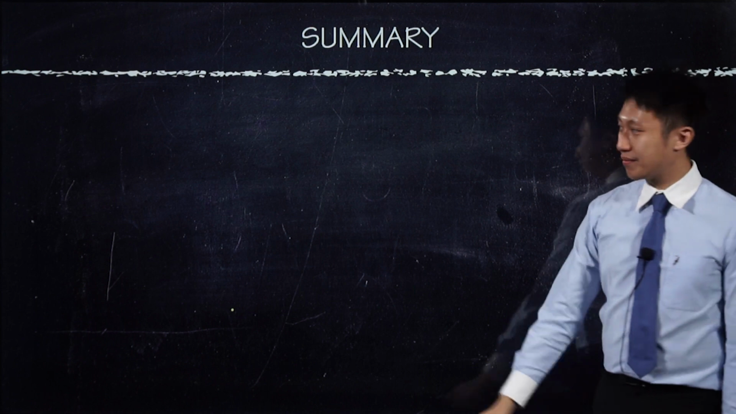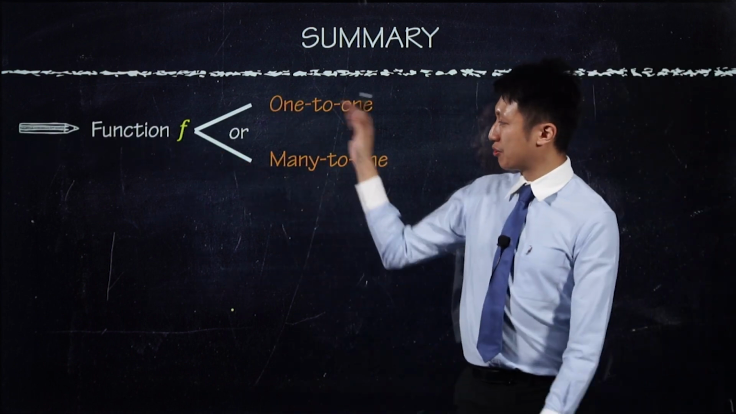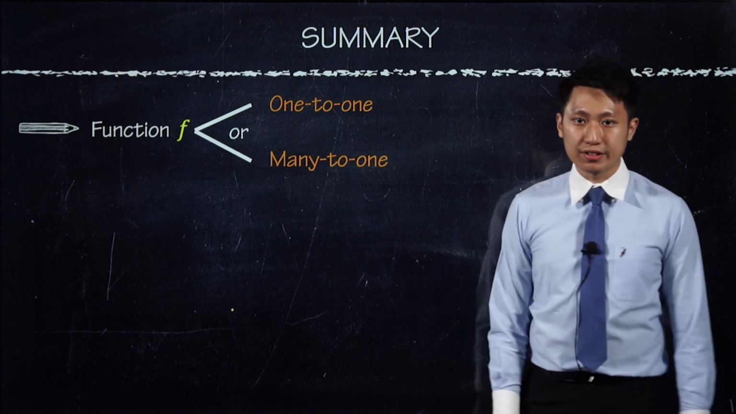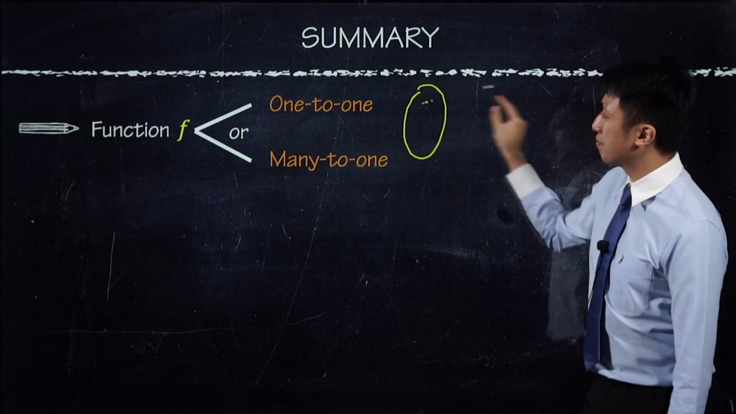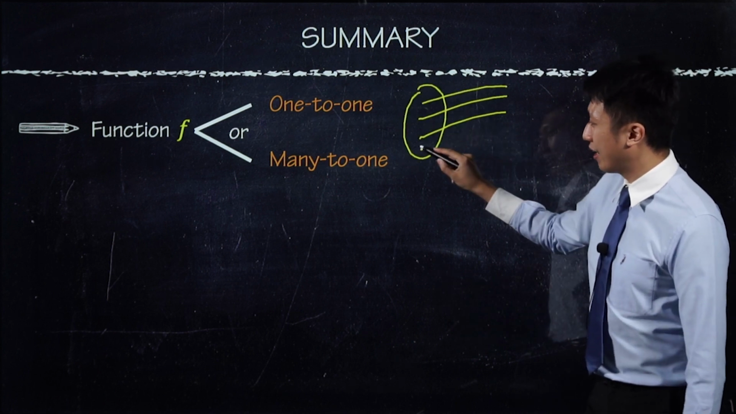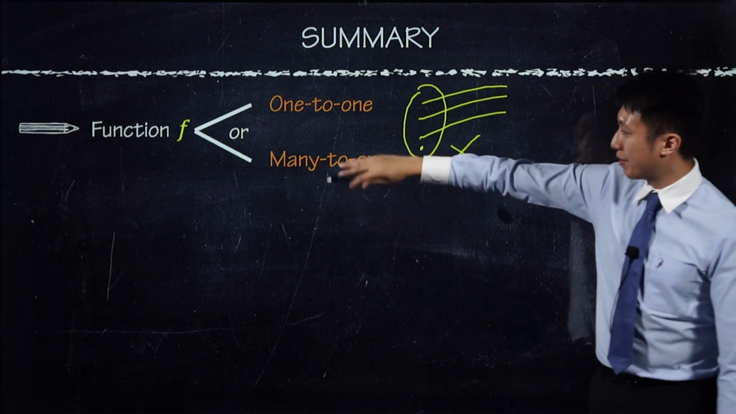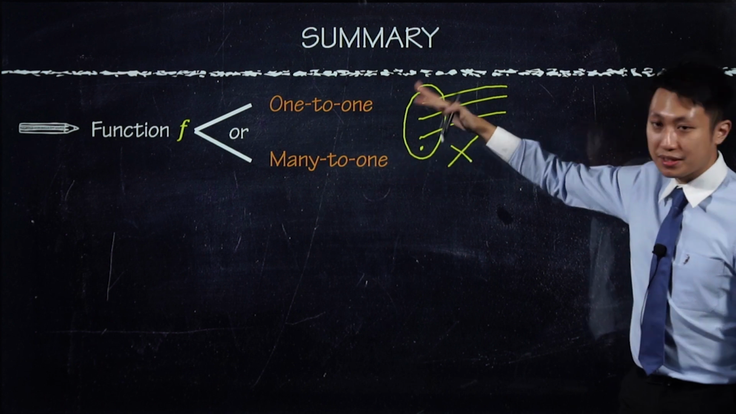Summary time. A function can be either a one-to-one or many-to-one relation. It cannot be a many-to-many relation. It cannot be a one-to-many relation. And everything on the left-hand side must be sorted out. It cannot have this kind of situation. This is not a function. When asked whether it is a function or not, just look here. Everything must show up.